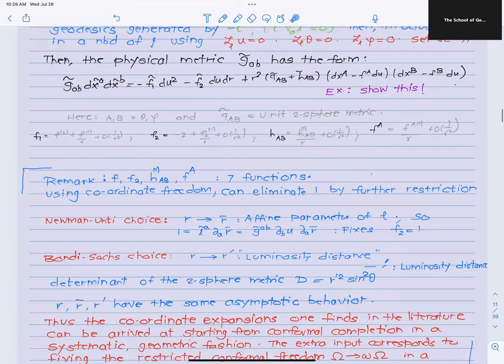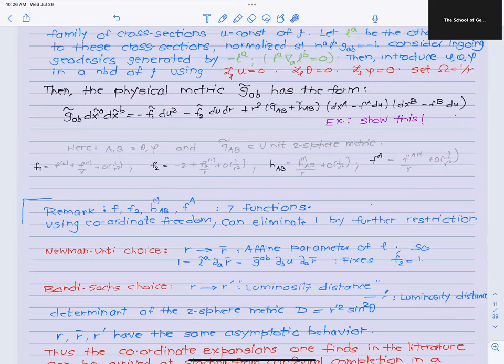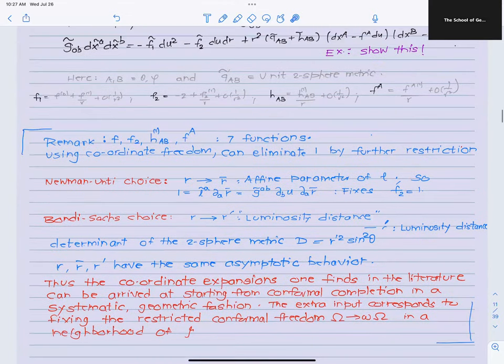Basically, we are led to this form of the metric by choosing some coordinates. So it fixes the coordinates, but there is still 1 degree of freedom left, because the metric has 10 components, and we've got a 4-dimensional coordinate freedom. And this extra freedom, namely we can still impose 1 coordinate condition to eliminate the full coordinate freedom. And that was done by further restriction.